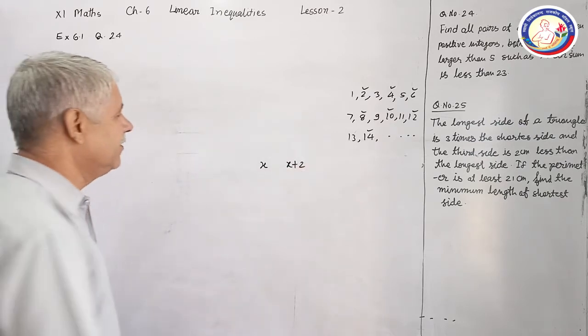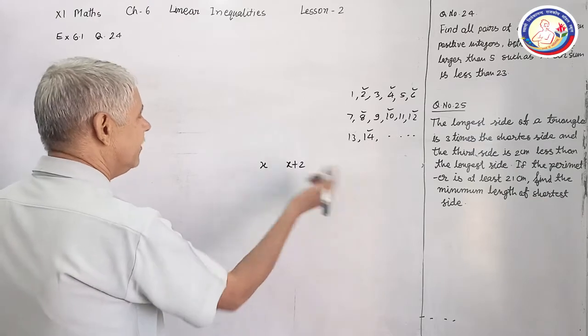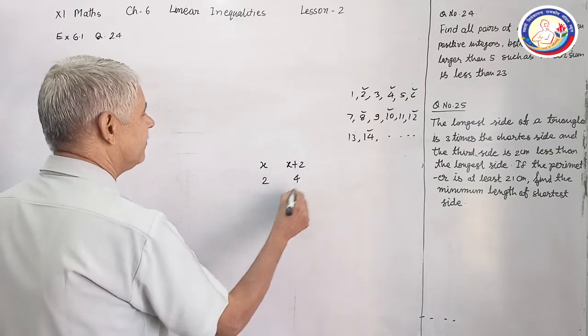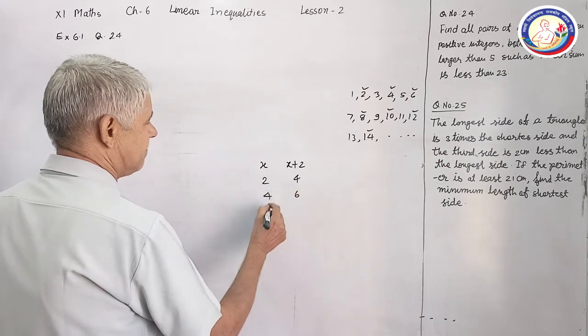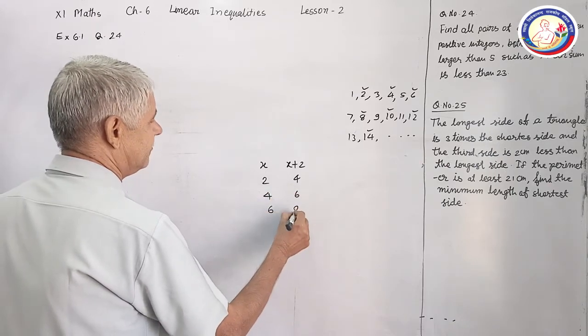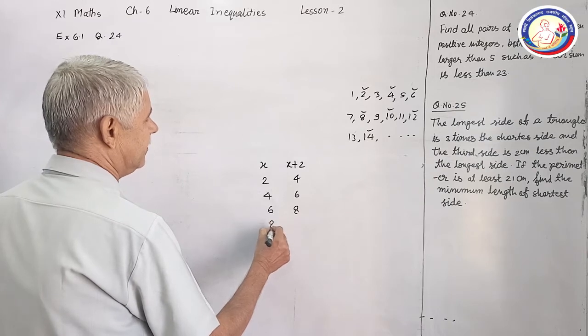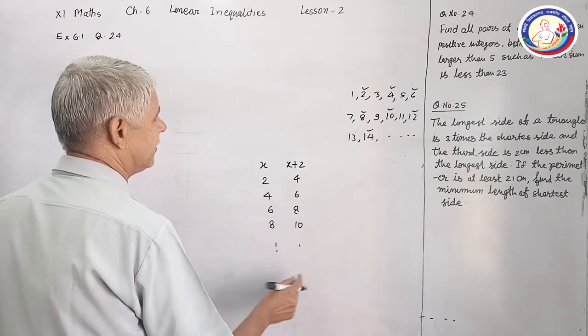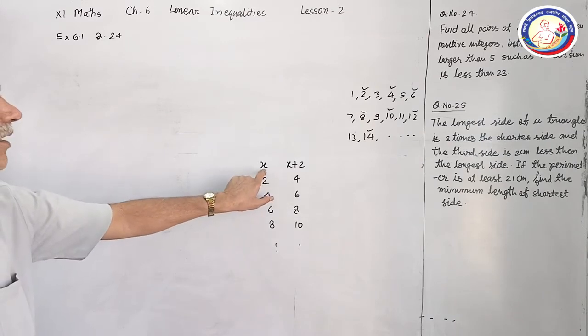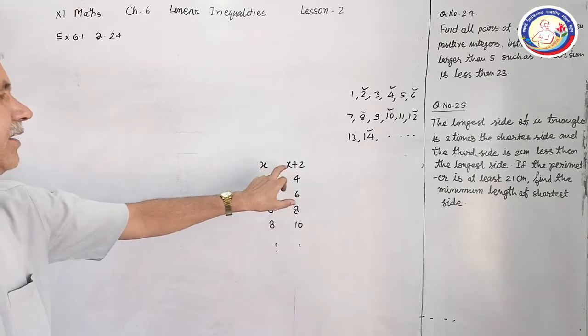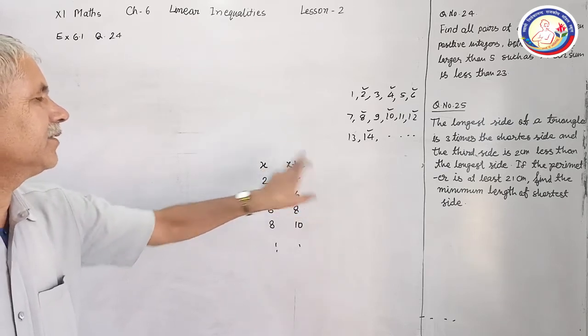Then the next even integer will be 2, 4, 6, 8, 10, and so on. This type. So the first positive integer which is even is x, then the second or next will be x plus 2.